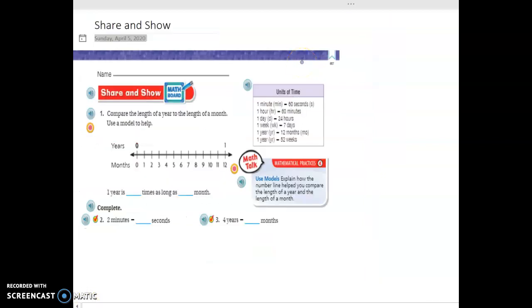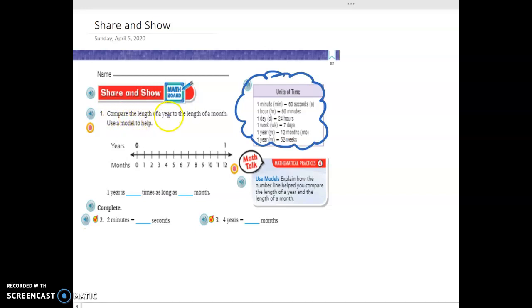Now I want you to go ahead and pay attention to this beautiful chart that they've drawn for you over here. 1 minute, MIN is the abbreviation, equals 60 seconds, S. 1 hour, HR, equals 60 minutes. 1 day, D, equals 24 hours. 1 week, WK, equals 7 days. 1 year, YR, equals 12 months, MO. And 1 year, YR, equals 52 weeks. So that's going to be really important for you to refer back to.